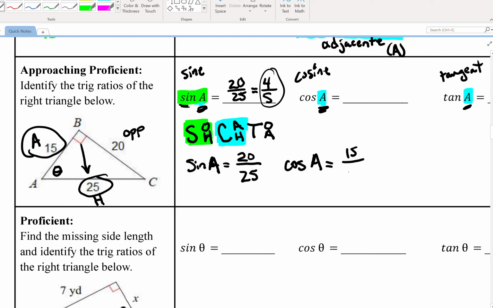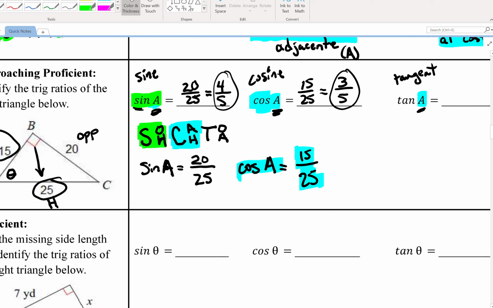Oops, here. 25. And so then I can just write that the cosine of A is 15 over 25. Once again, both of those are divisible by 5. So I could divide 15 by 5 and get 3, and 25 divided by 5, I get 3/5.